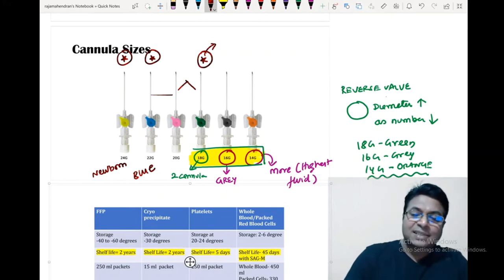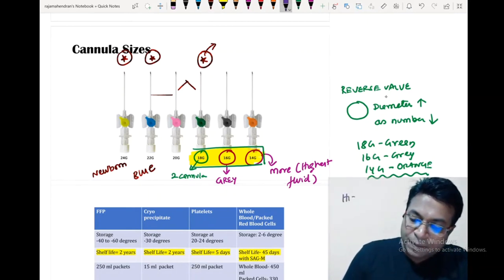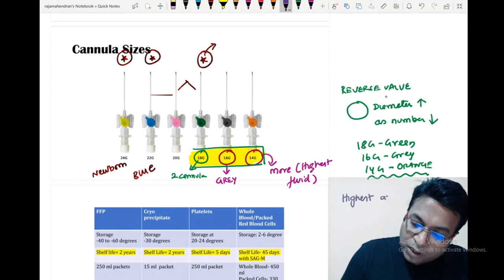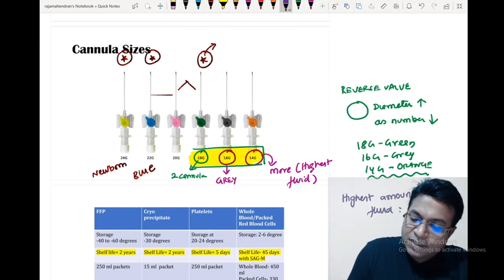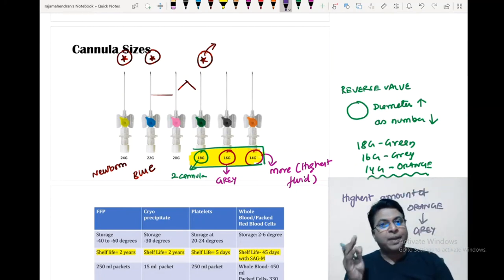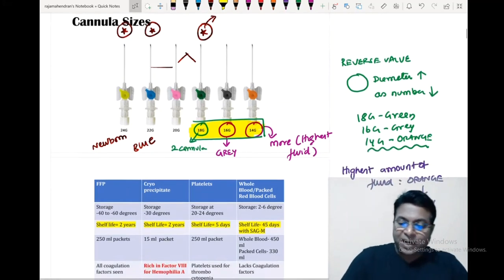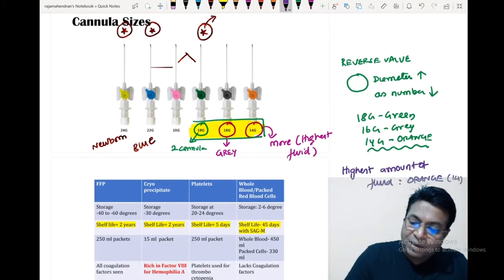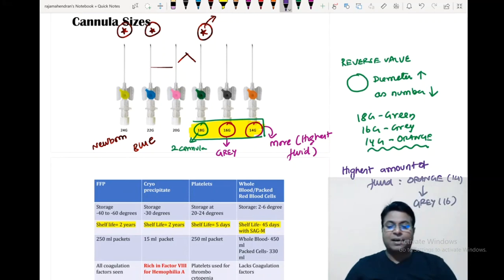Which one allows the highest fluid? The highest amount of fluid can be transfused with which cannula? The answer is the orange cannula. If orange is not in the choices, go for the gray cannula. This question is a repeat question in the NEET PG exam. Most of the time they will not give orange 14; they will give 16 gray. Go with that if it is present.